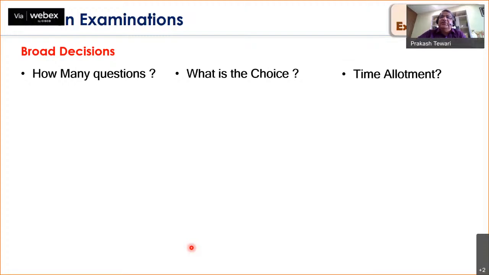Because you are a teacher, you have taught that subject. You yourself have set the question paper. You know the expectation for each of the questions. And if you are taking X minutes, then at least students need 2X minutes.